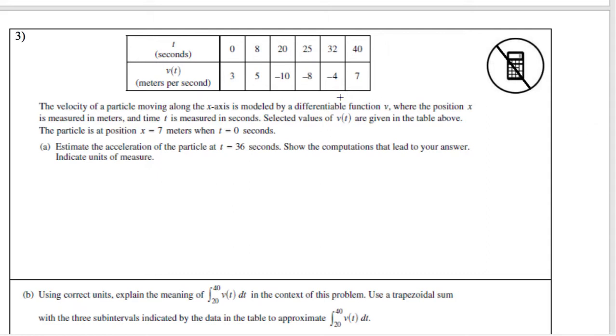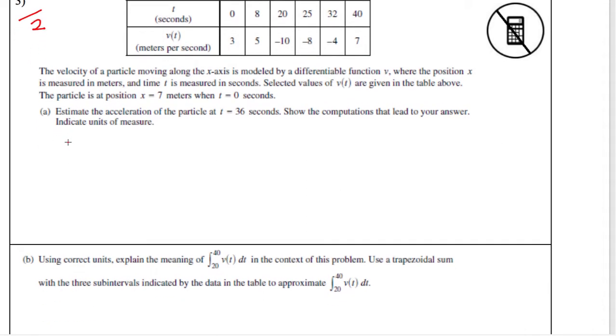So number 3. 3A is what we're on. 3A was out of 2 points. Technically, it's really out of 1 point, but I have to include the units for A and B, so I decided to put it in A. Really, A is only 1 point, and then there's 1 point in between A and B.